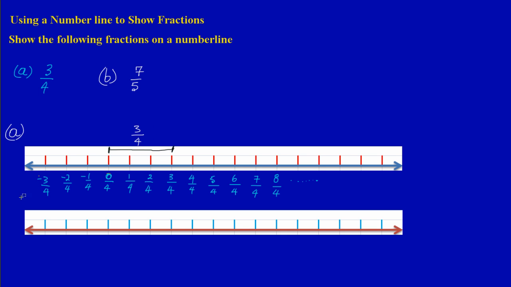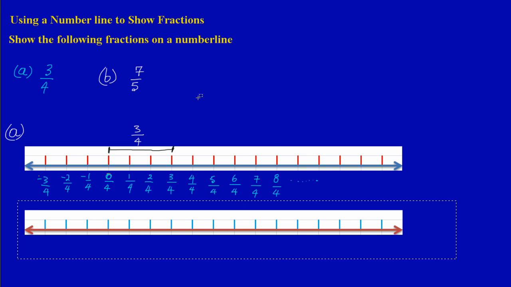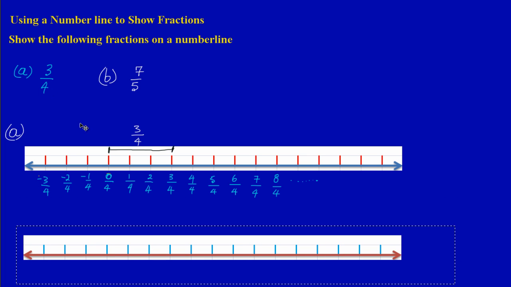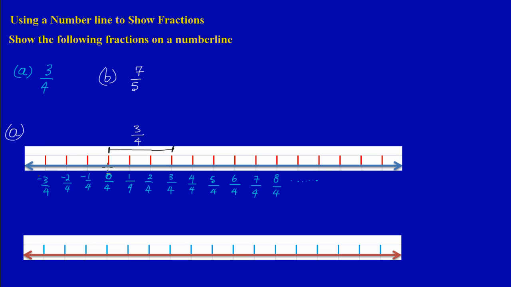Just let me bring down this number line a little bit more. Okay, that's good. Now I'm going to show part B, 7/5, on this number line. So let me just change that quickly. Again, we have our number line drawn up, looking all pretty and good. So now I am basically going to represent 7/5.